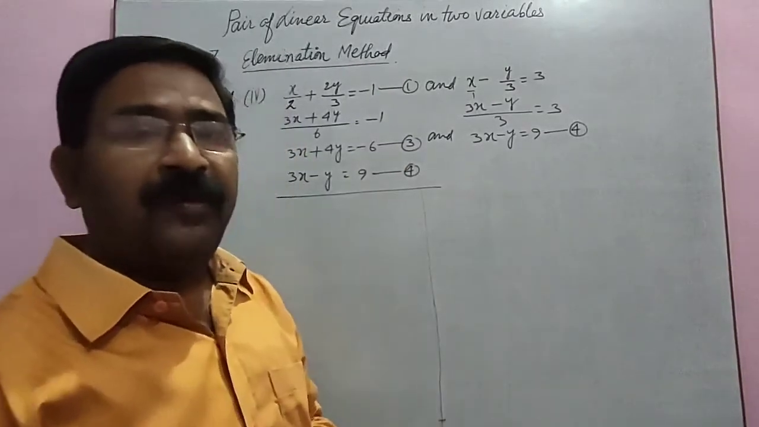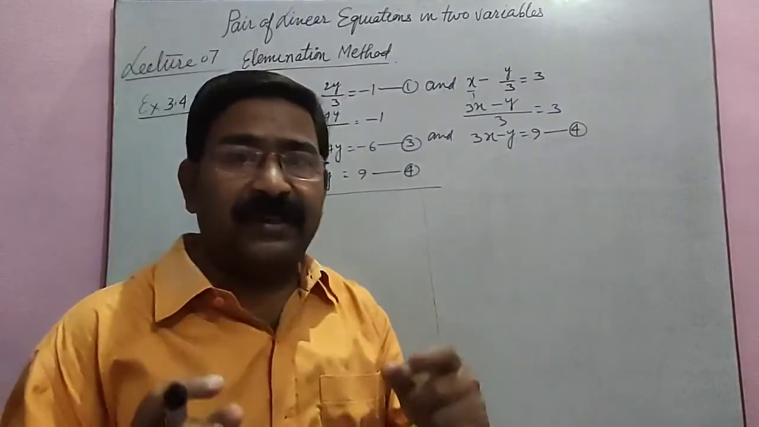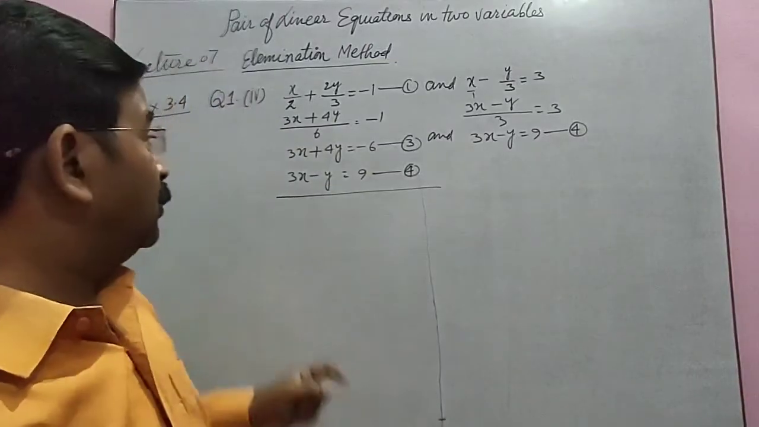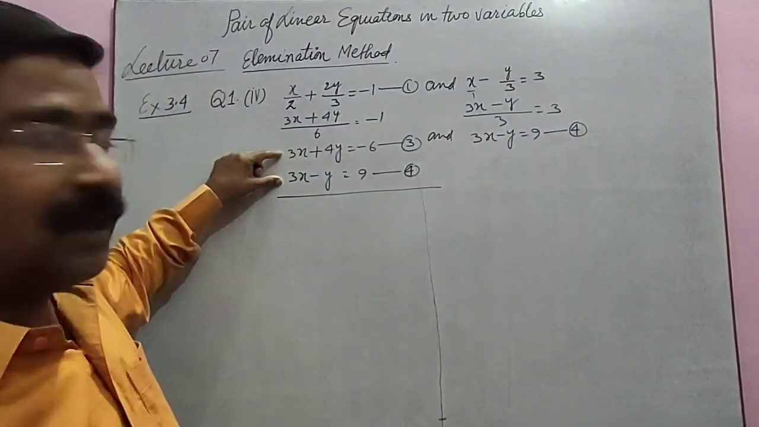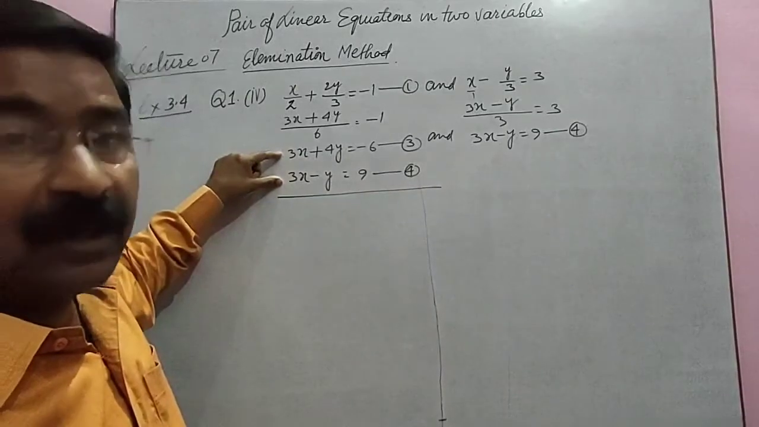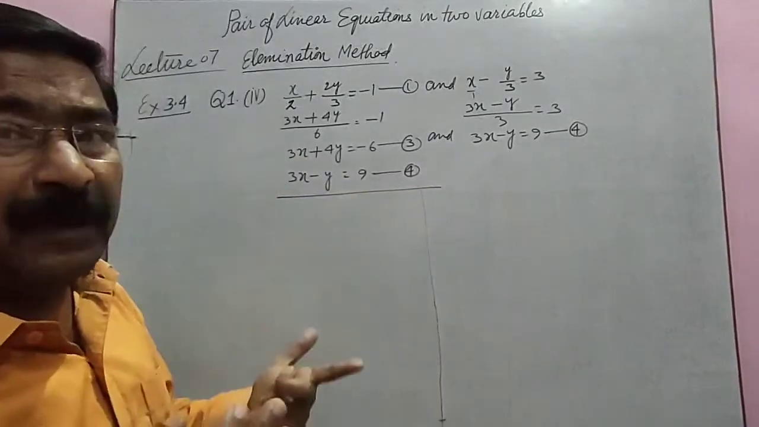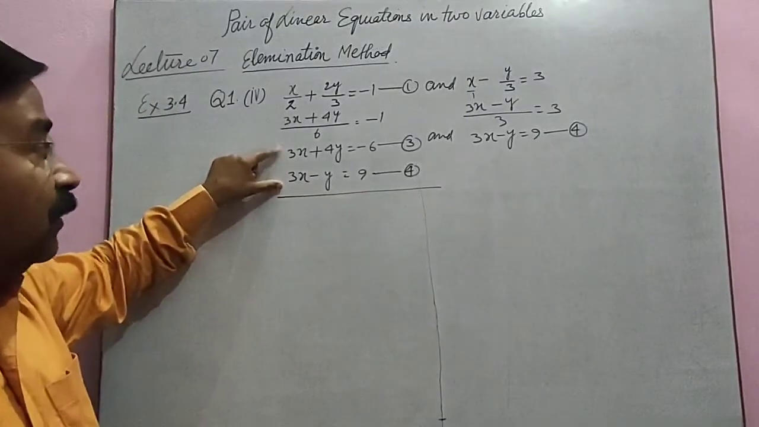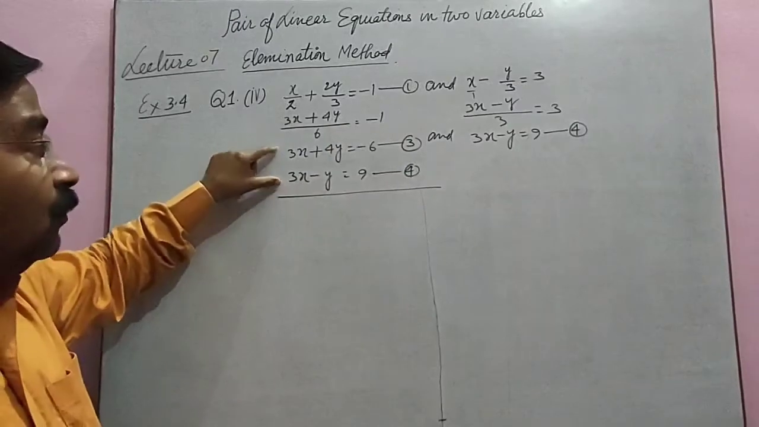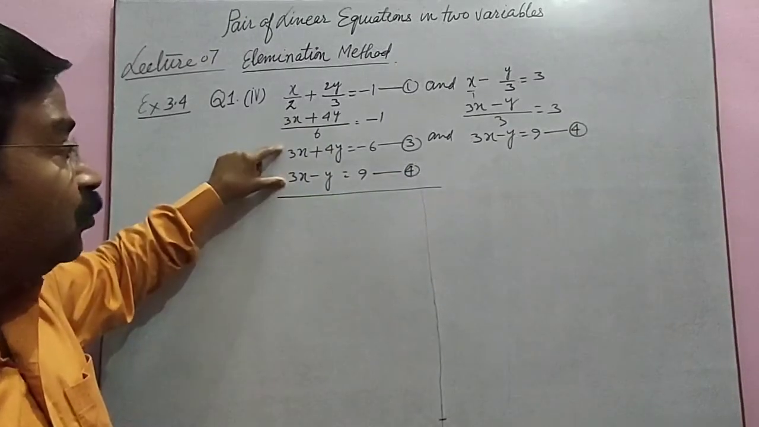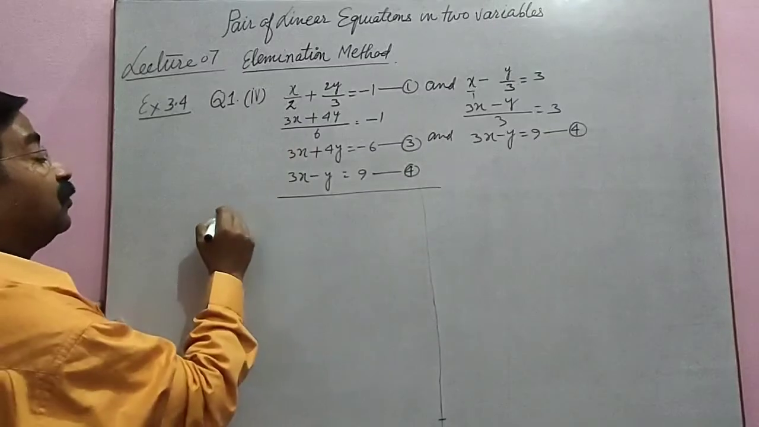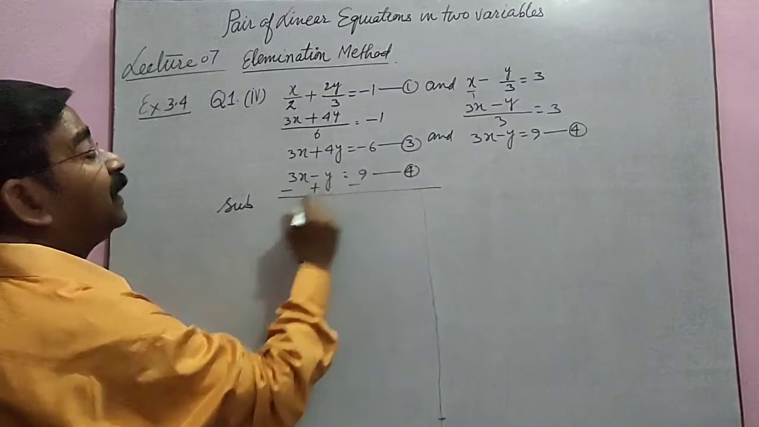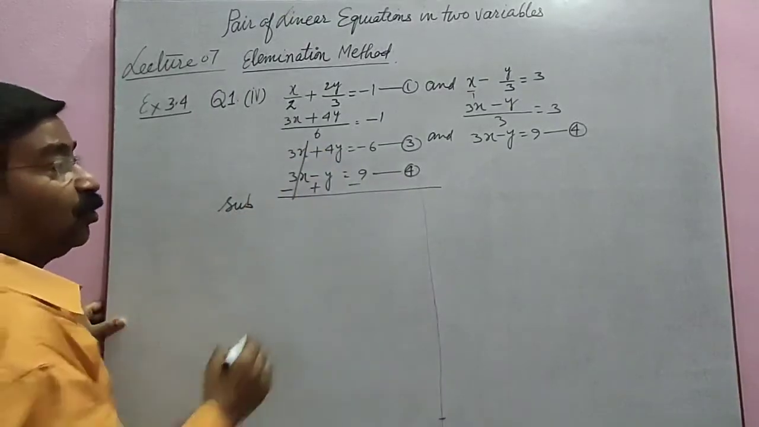Now we have to eliminate one of the variables. What do we do? We make the coefficients of either variable, x or y, equal. So already by chance this time we have the same coefficients, 3x and 3x with the same sign. So no need to multiply by any coefficients. It is 3x and 3x, same coefficients with same sign. So what to do? We will subtract the two equations. So we write subtracting, minus, plus and minus. This 3x minus 3x will go.